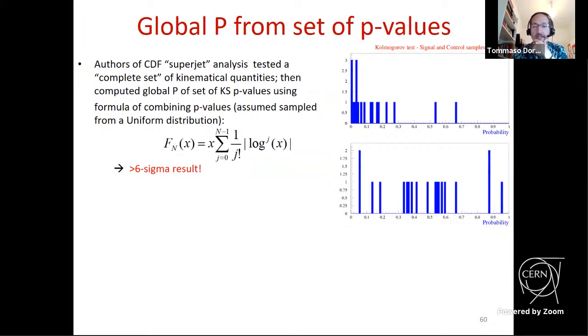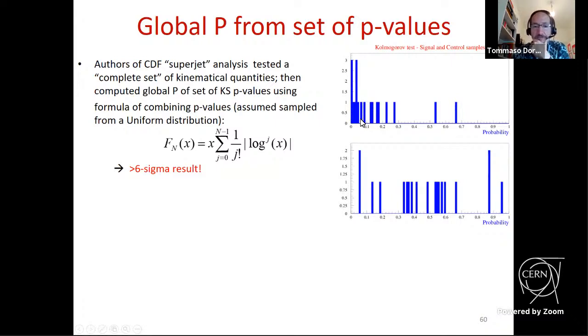So going back to the analysis of CDF in run 1, they were getting a set of maybe 10 or 11 p-values from 11 independent kinematic distributions of these 13 events, and they were all small. So this is a really interesting observation. It really does seem that these 13 events are nothing like what you would expect if they were sampled from standard model processes, because all of these kinematical distributions look screwed up, and therefore the p-values are small.